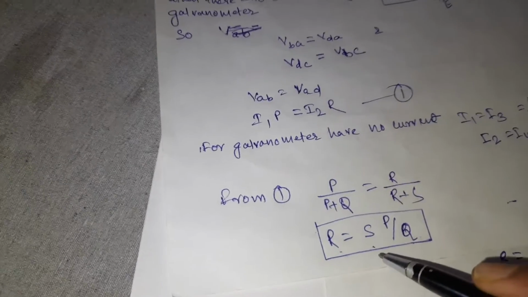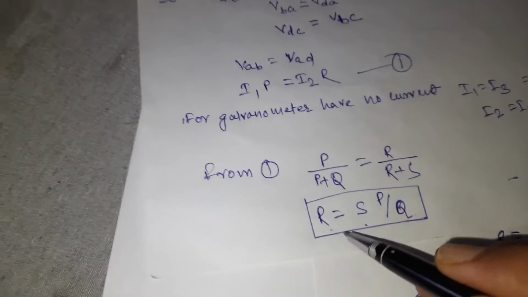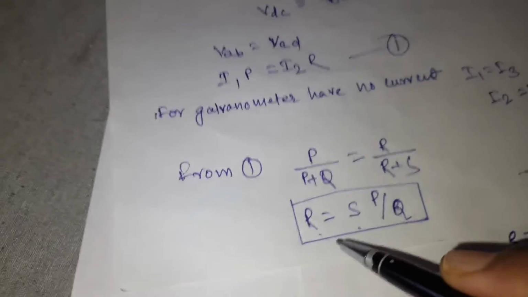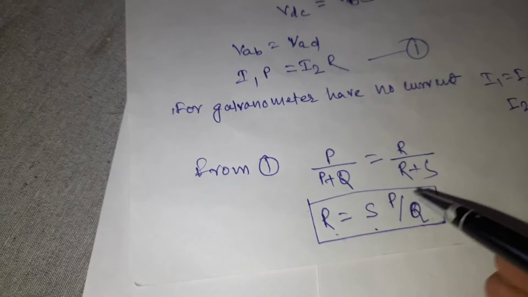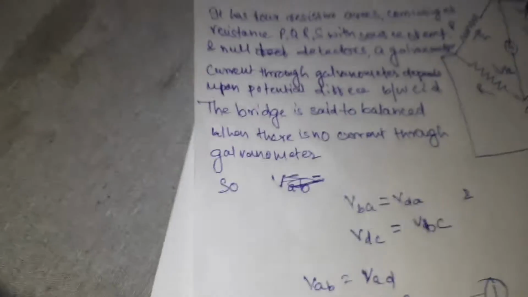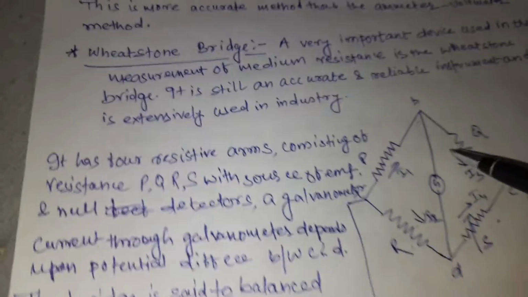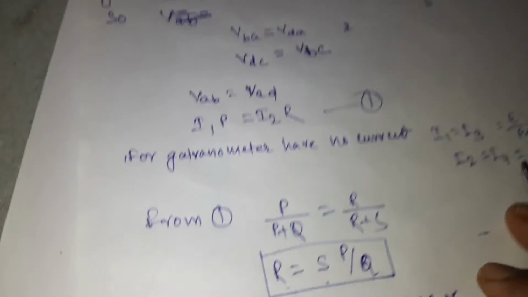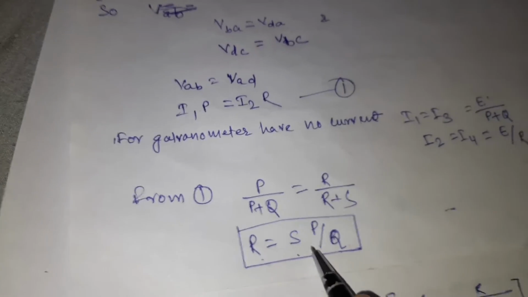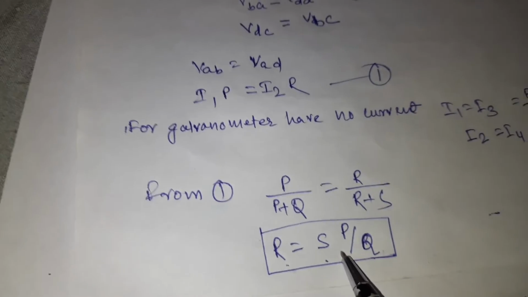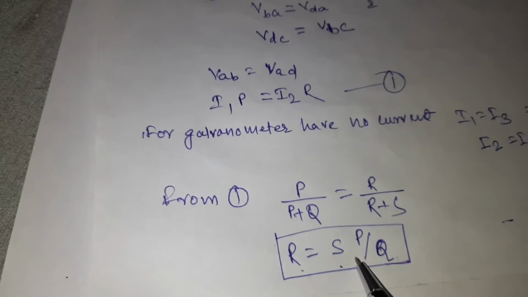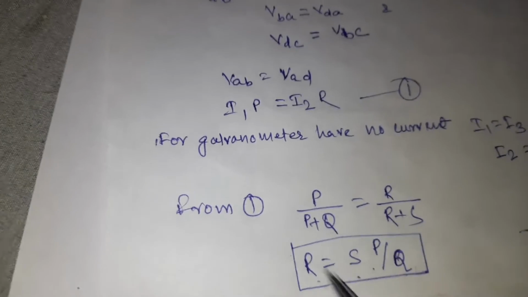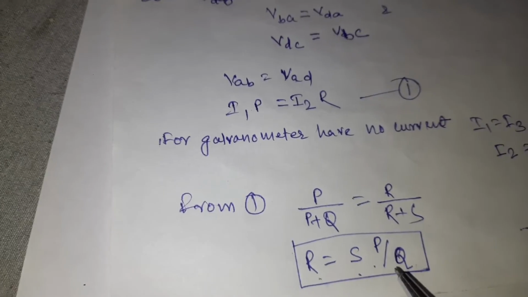So in this way, using the Wheatstone bridge, we can measure the value of R is equal to S into P by Q. That means we have to fix the value of P by Q. This is called the ratio arms. And we change the standard resistance S and find the null point where there is no deflection. Then the bridge is called balanced, and using this formula the unknown resistance is equal to S into P by Q.